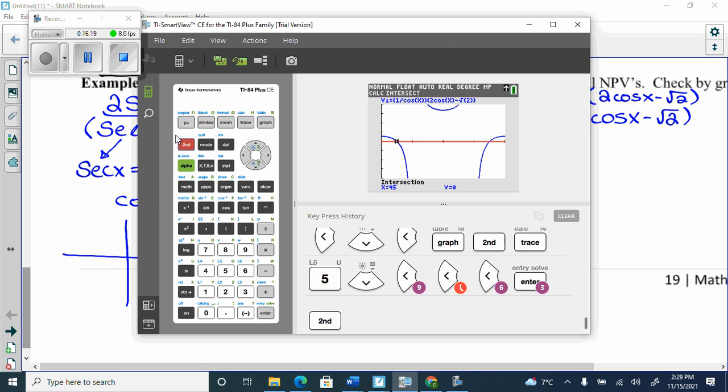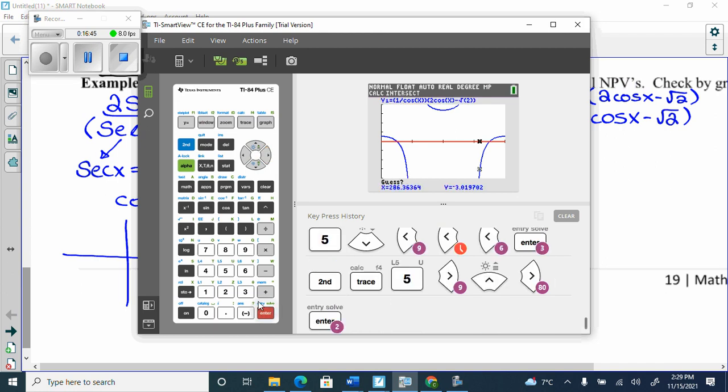Then I go second, trace, 5, pop onto the red. This is taking, it's fighting me. Move all the way over. This is crazy. Like I'm at 44 arrows. Stupid. It's aggressive. Enter, enter, enter. 315. There's my 2 solutions I should have. So when I solve this, I should have 45 and 315 as my 2 solutions.